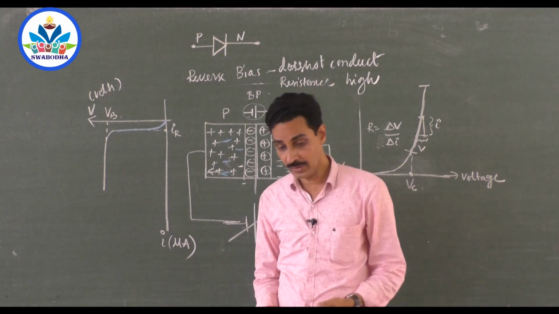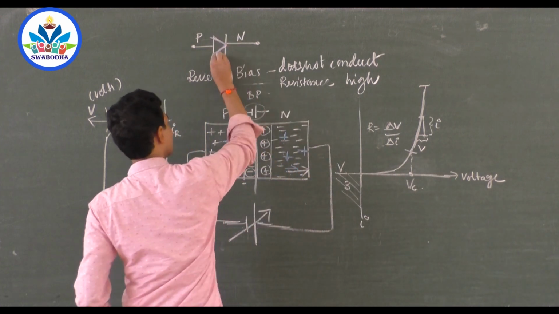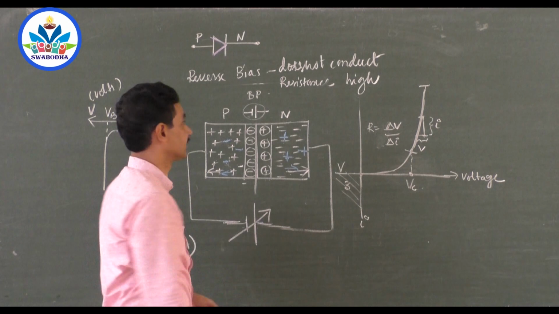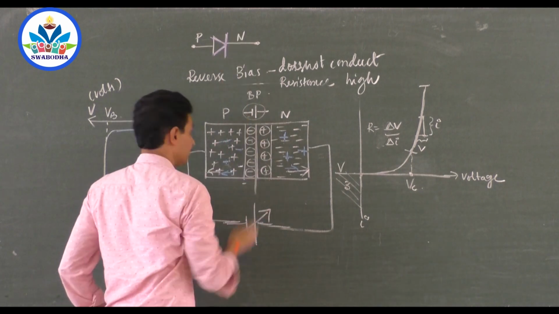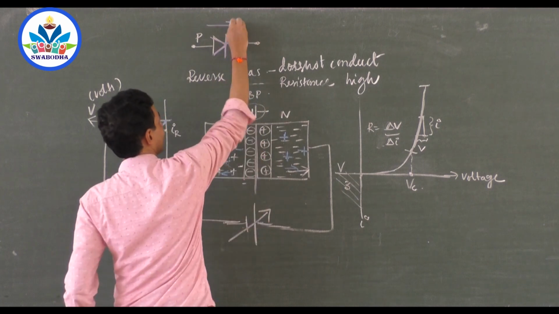Similarly, a diode conducts during forward bias, allowing the current to flow through, and doesn't conduct during reverse bias. You have a block here, not like this, only like this. So there is a current like this.